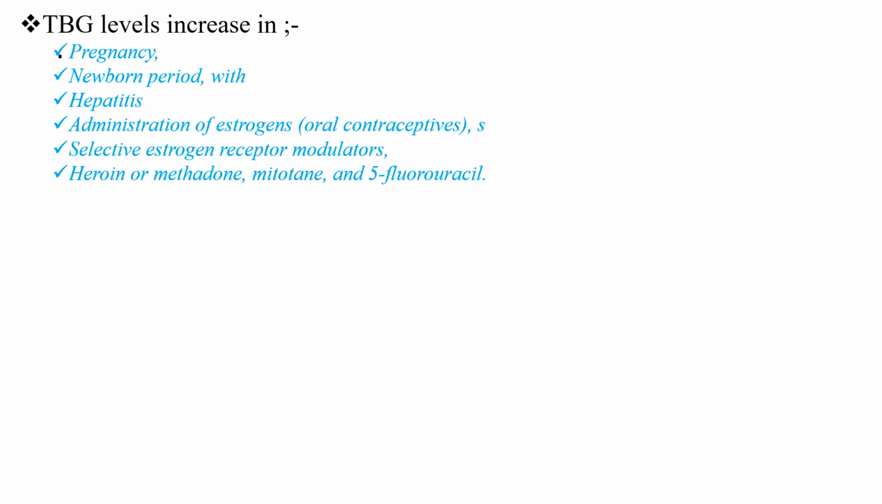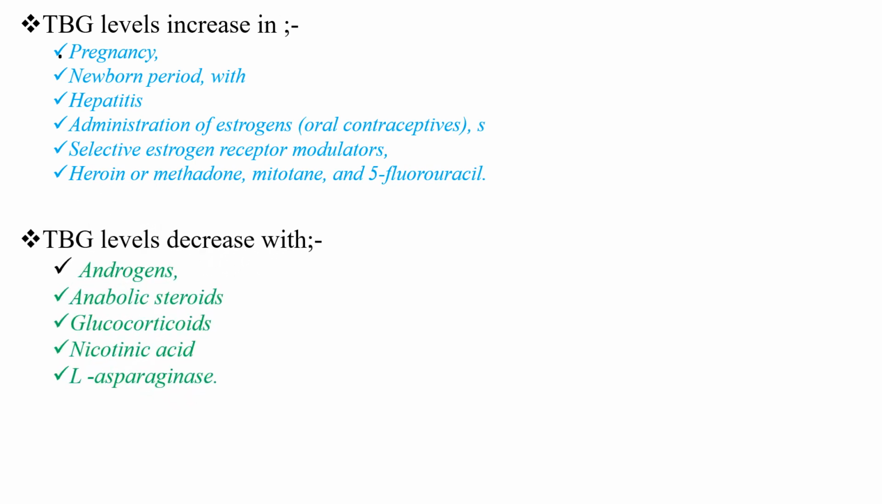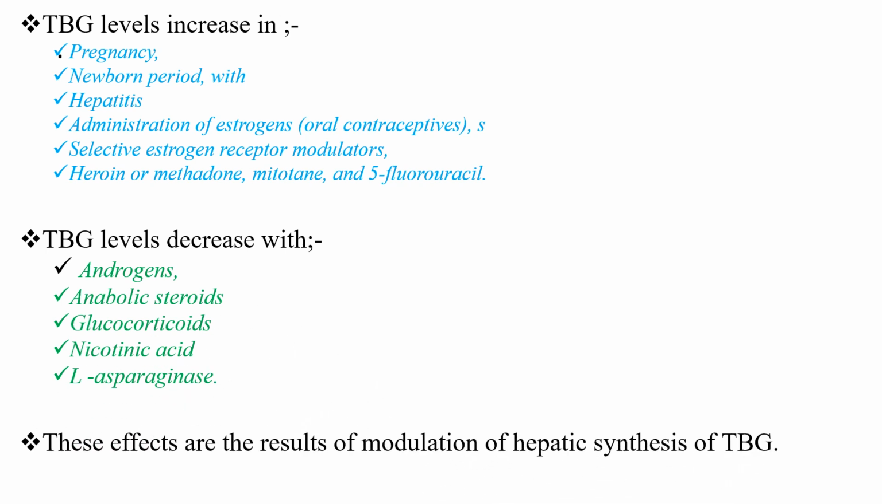Thyroxine binding globulin levels increase in pregnancy, the newborn period, hepatitis, administration of estrogen such as OCP, selective estrogen receptor modulators, and heroin or methadone use. They decrease with androgens, anabolic steroids, glucocorticoids, nicotinic acid, and L-asparaginase use. These effects are the result of modulation of hepatic synthesis of thyroxine binding globulin.